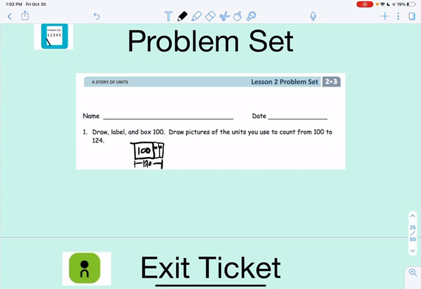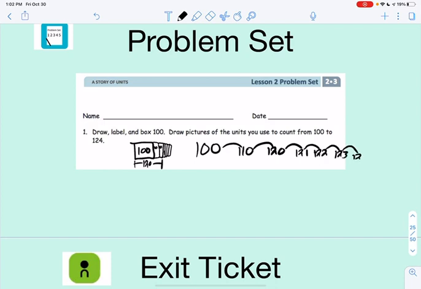So how many ones do I need? I need 4 ones. 1, 2, 3, 4. So if I started at 100, I needed to get 2 tens. So that would make 110, and then 120, and then I needed 4 ones. 121, 122, 123, and 124.